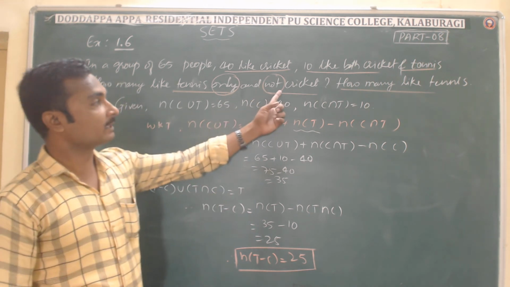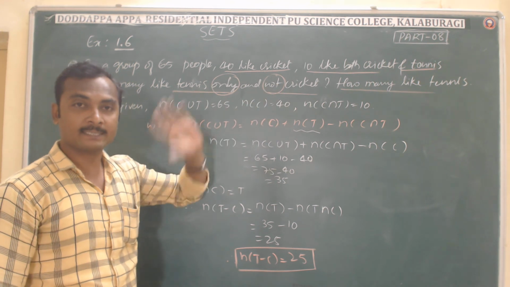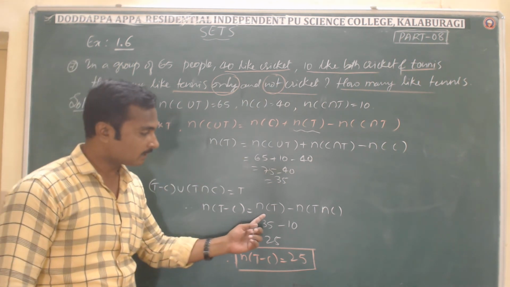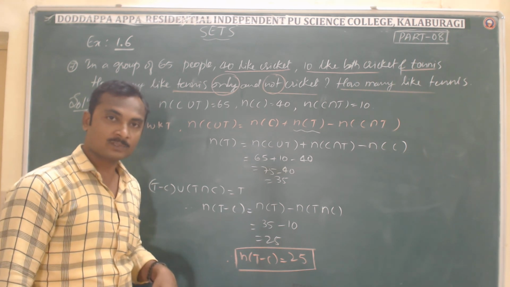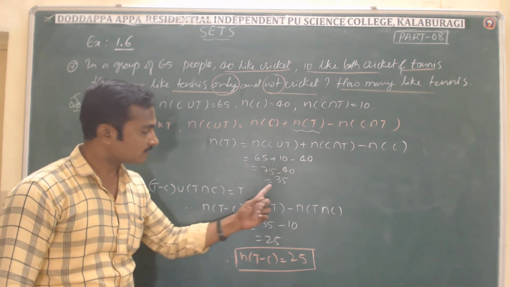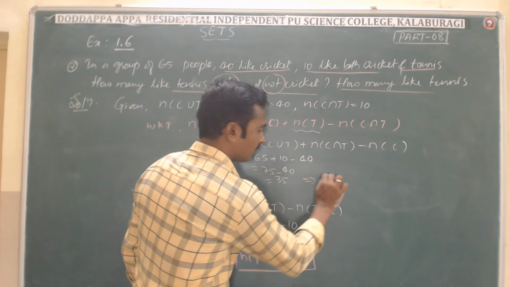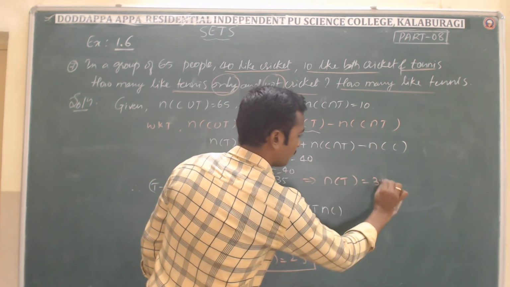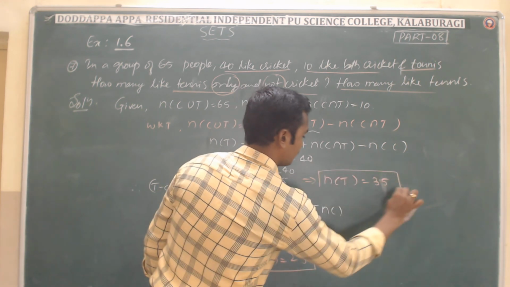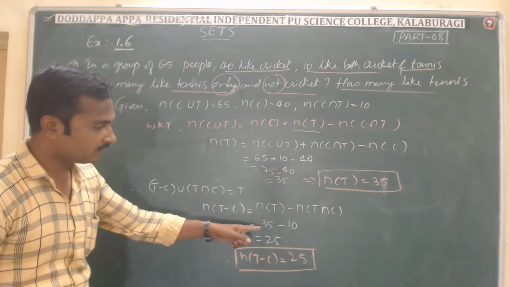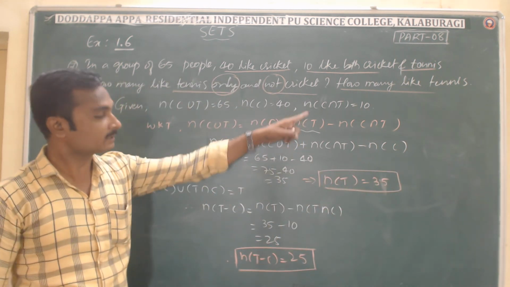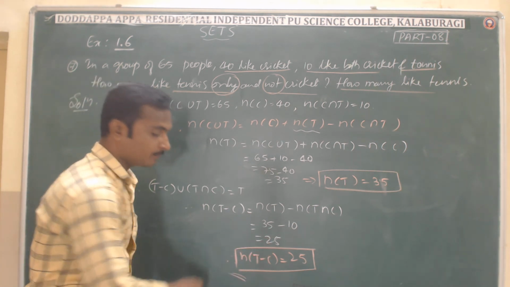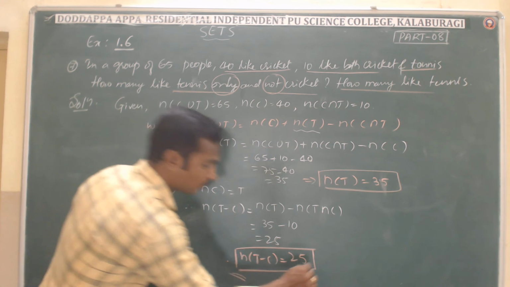Only tennis but not cricket. Cricket has to be deleted from the tennis. Only tennis but not cricket is n of T minus n of T intersection C. We just got n of T is 35. Substituting n of T and n of T intersection C, it is 35 minus 10, which is 25.